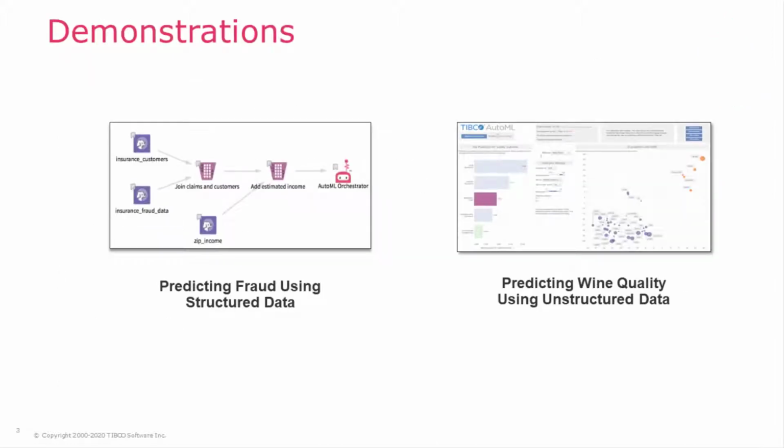So we have two demonstrations today. The first one is predicting fraud using structured data, and the second one predicts wine qualities, which includes some unstructured data. So let's go ahead and get started with the fraud example.